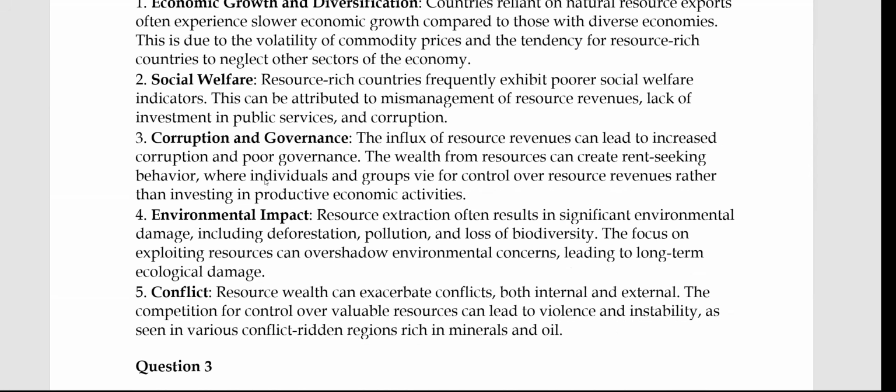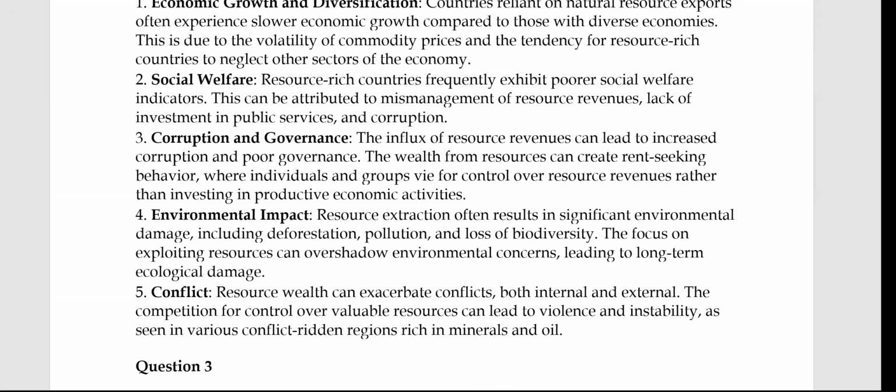Corruption and governance. The influx of resource revenues can lead to increased corruption and poor governance. The wealth from resources can create rent-seeking behavior, where individuals and groups vie for control over resource revenues rather than investing in productive economic activities. So, 4, environmental impact.